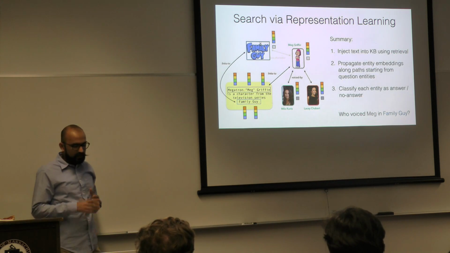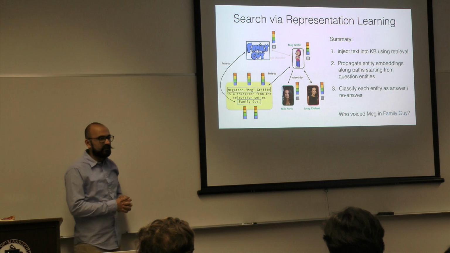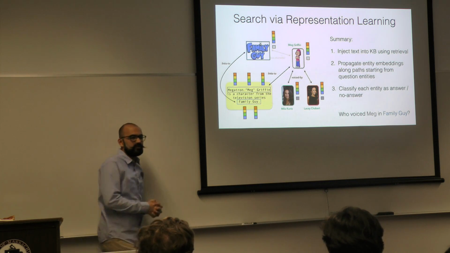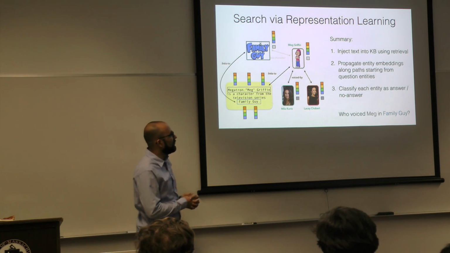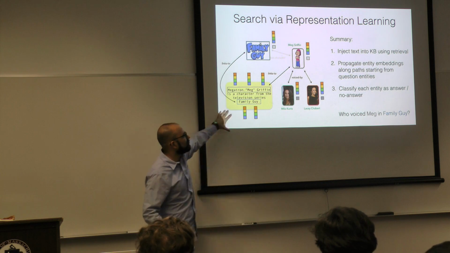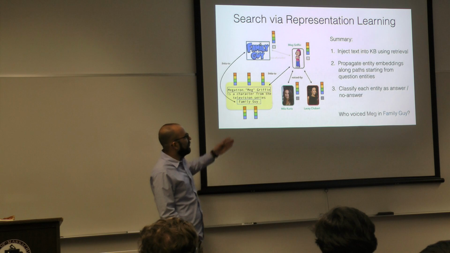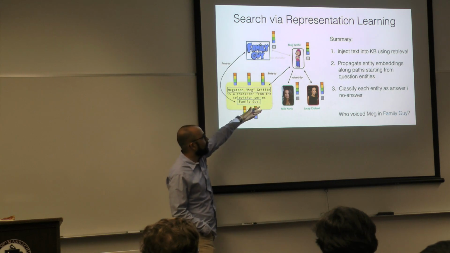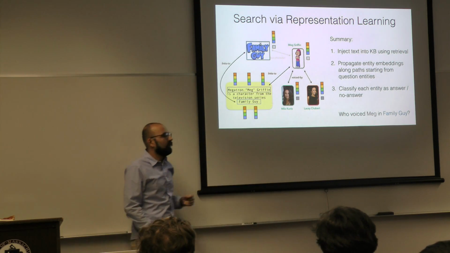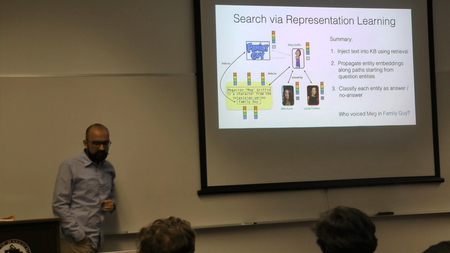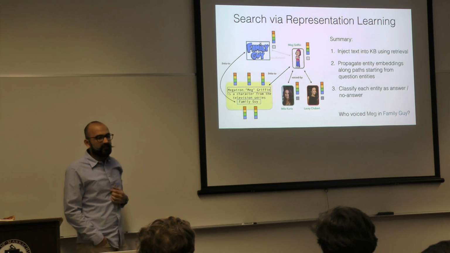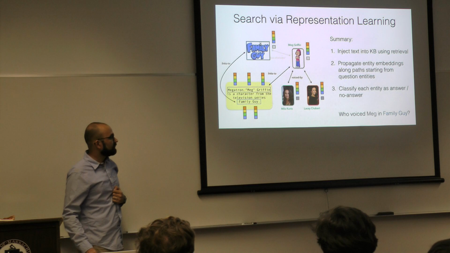So to summarize, we started off with the goal of answering questions against a knowledge base, but the knowledge base might be incomplete. So we used a TF-IDF-based retrieval mechanism to inject text into the knowledge base. Then we propagate embeddings around nodes starting from the entities which are mentioned in the question. And finally, we classify each entity as being an answer or a no answer.